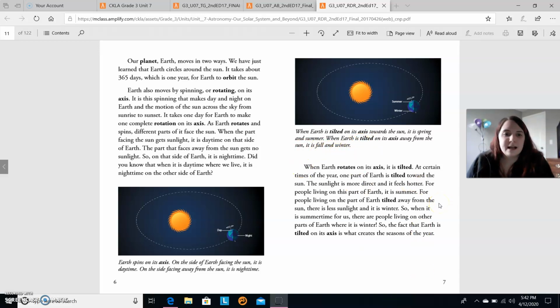When Earth rotates on its axis, it is tilted. At certain times of the year, one part of Earth is tilted toward the sun. The sunlight is more direct and it feels hotter. For people living on this part of Earth, it is summer. For people living on the part of Earth tilted away from the sun, there is less sunlight and it is winter. So when it is summertime for us, there are people living on other parts of Earth where it is winter. The fact that Earth is tilted on its axis is what creates the seasons of the year. I'll give you about 30 seconds to answer, how does the tilt create seasons?